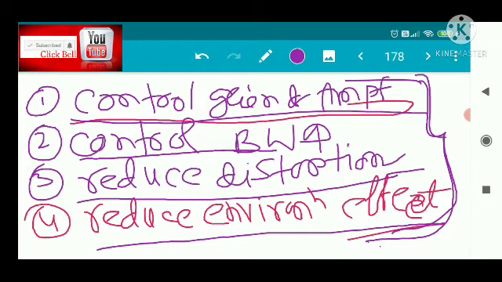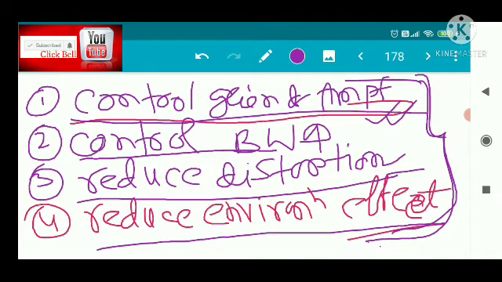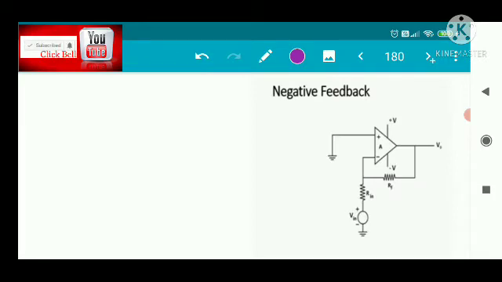Now, how can you implement negative feedback? With the circuit diagram we will see how you control the gain of the amplifier. I have also said that as the gain is infinite, the output will always go to plus Vsat and minus Vsat. If you reduce the gain with the help of negative feedback, then you can control the gain so that the operation of the op amp is restricted to the linear region.